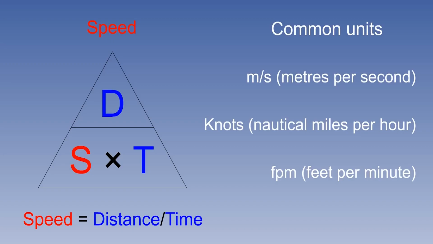2 knots is roughly 1 meter per second. This means, to find the approximate speed in meters per second, you halve the number in knots. For example, an aeroplane flying at 300 knots true airspeed is therefore flying at approximately 150 meters per second.